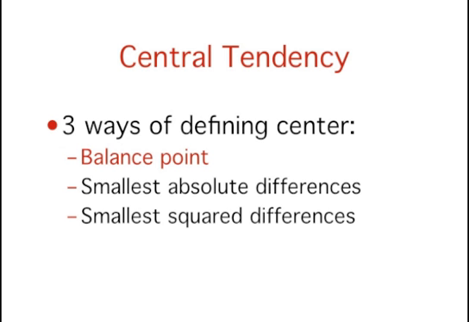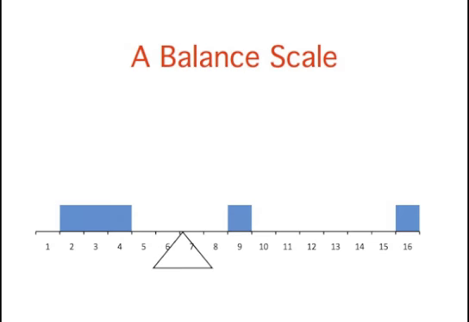Now we explain the three different ways of defining the center of a distribution. All three are called measures of central tendency. One definition of central tendency is the point at which the distribution is in balance. This figure shows the distribution of the five numbers 2, 3, 4, 9, and 15 placed upon a balance scale. If each number weighs 1 pound and is placed at its position along the number line, then it will be possible to balance them by placing a fulcrum at 6.8.